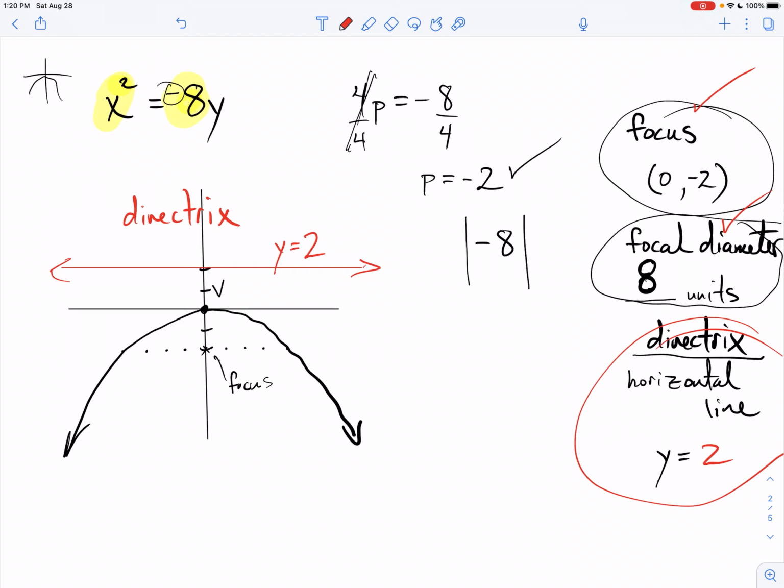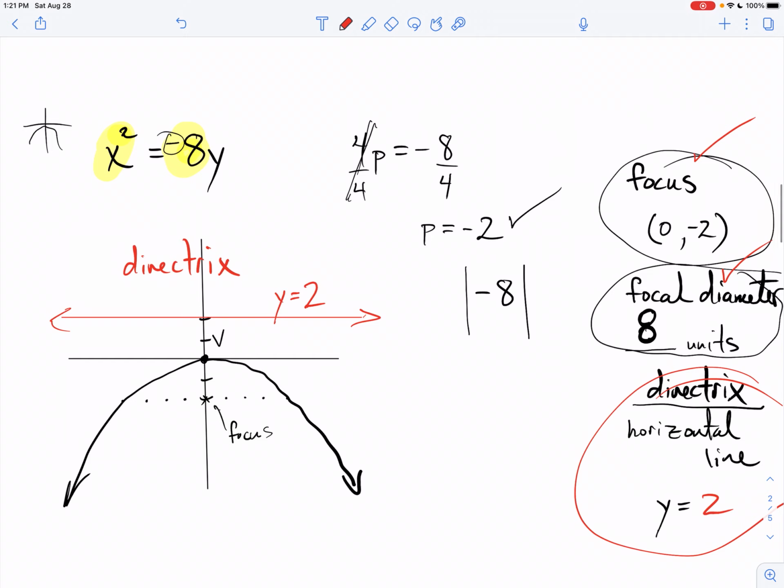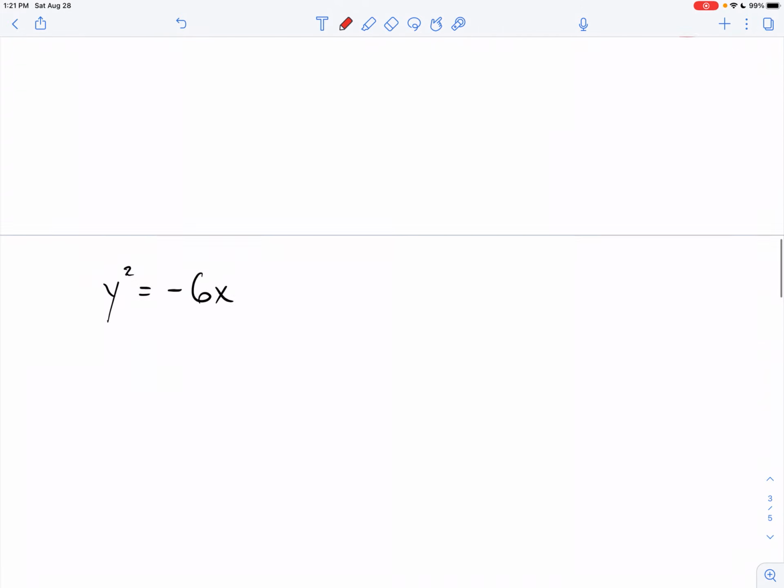I have 2 more examples, but I want to do something I haven't done yet. I want to give you a coefficient that is not going to always be easy to solve for. But I'm not going to try and make you insane. So here's my next one. It says y squared equals negative 6x.